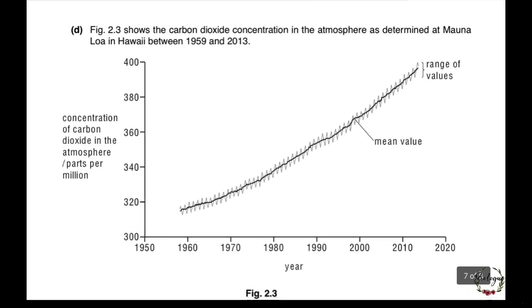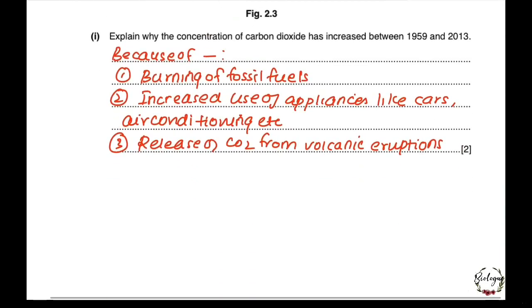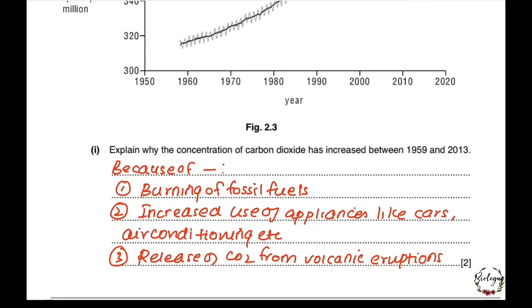Alright. Now figure 2.3 shows the carbon dioxide concentration in the atmosphere as determined at Mauna Loa in Hawaii between 1959 and 2013. So this is the graph. Explain why the concentration of carbon dioxide has increased between 1959 and 2013.